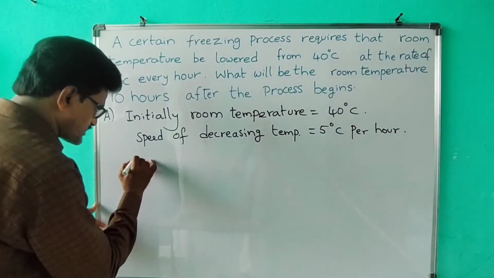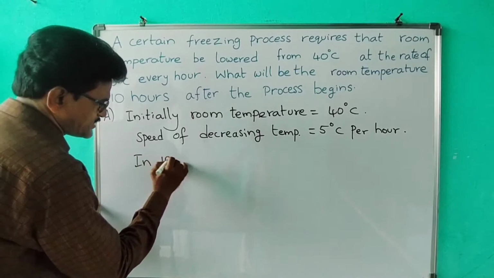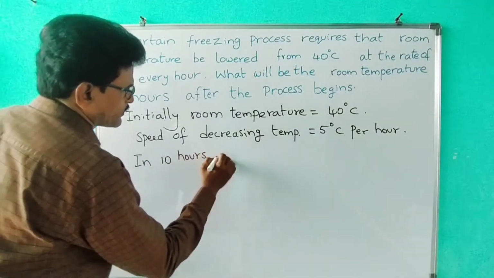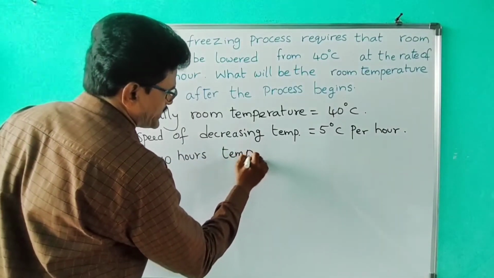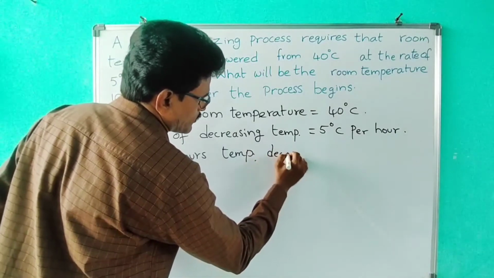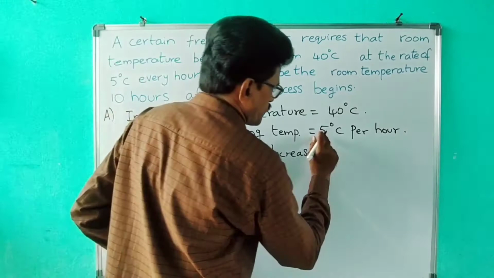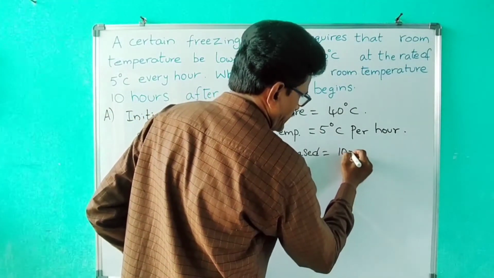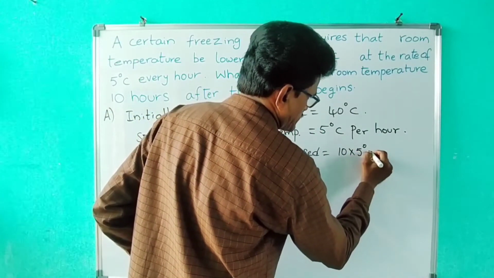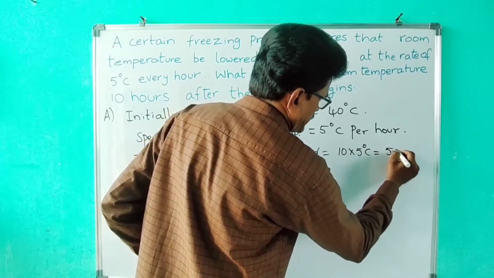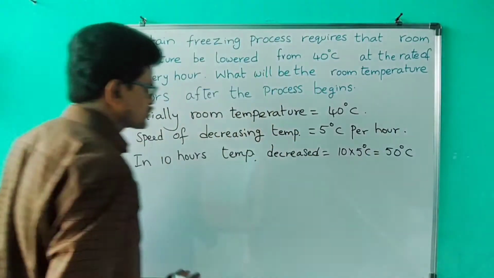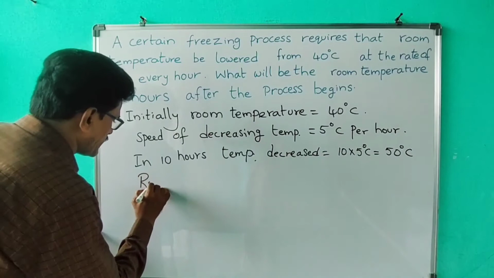In 10 hours, temperature decreased. How much temperature decreased in 10 hours? So for every 1 hour, 5 degrees. So 10 hours means 10 into 5 degrees centigrade. That is 50 degrees centigrade decreased.